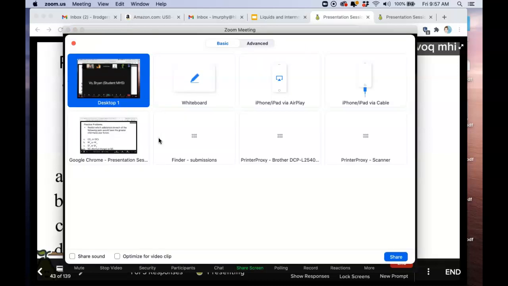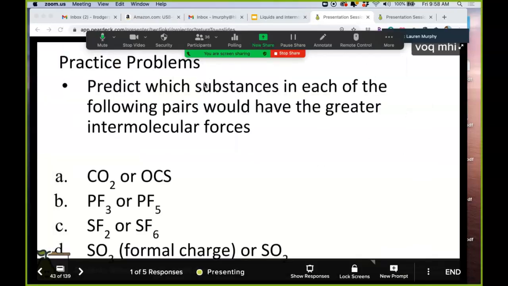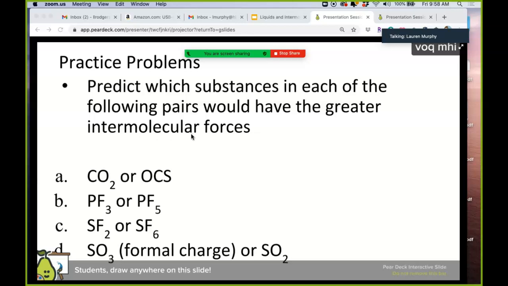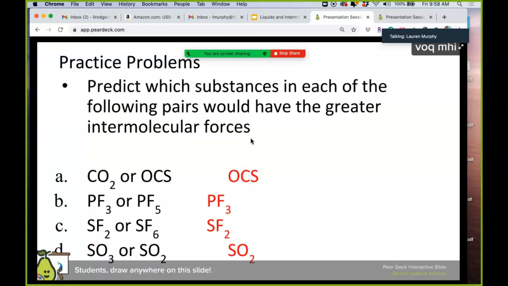So we ended up doing these practice problems, identifying the types of intermolecular forces present, and then deciding who would have the greater intermolecular forces based on the types. So we finished with this. So we're going to keep doing some more practice.